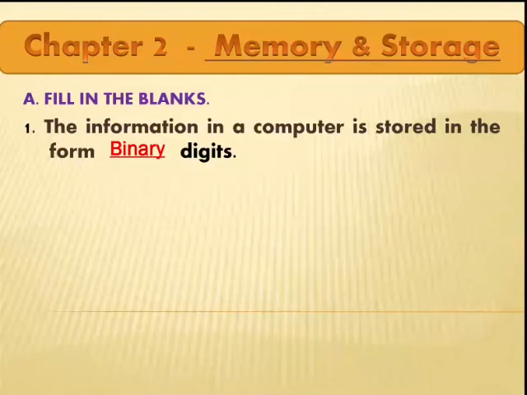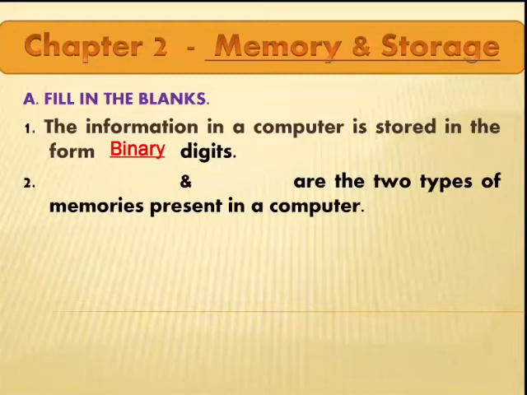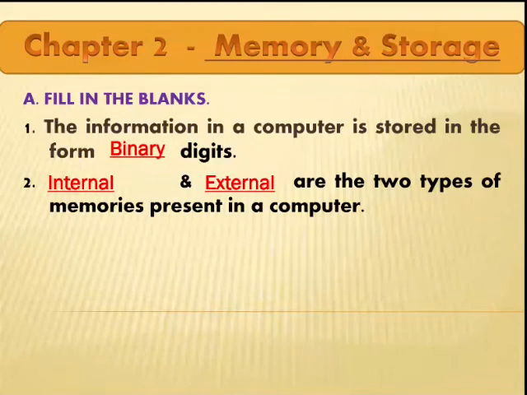The next one is, dash and dash are the two types of memories present in a computer. How many types of memories does a computer have? Yes, there are two types of memories, that is internal and external. So these two types of memories are present in a computer.